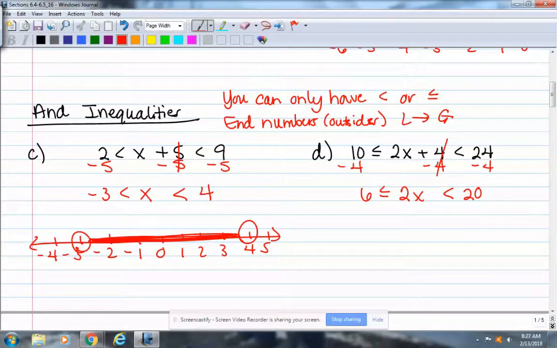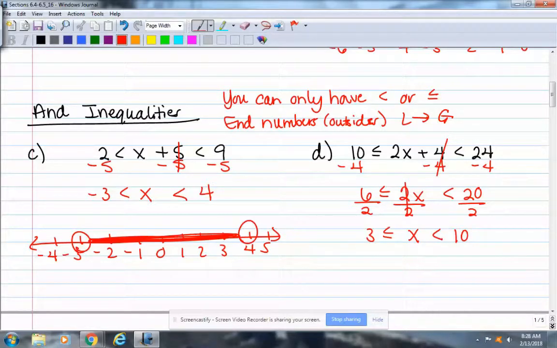And then how do we get x by itself? Divide everything by 2. Now, y'all, if you're dividing by a negative number, we would have to flip our inequalities, okay? But since we're not, we're not. So what is 6 divided by 2? 3 is less than or equal to x is less than, what's 20 divided by 2? 10. So any questions on our solution?